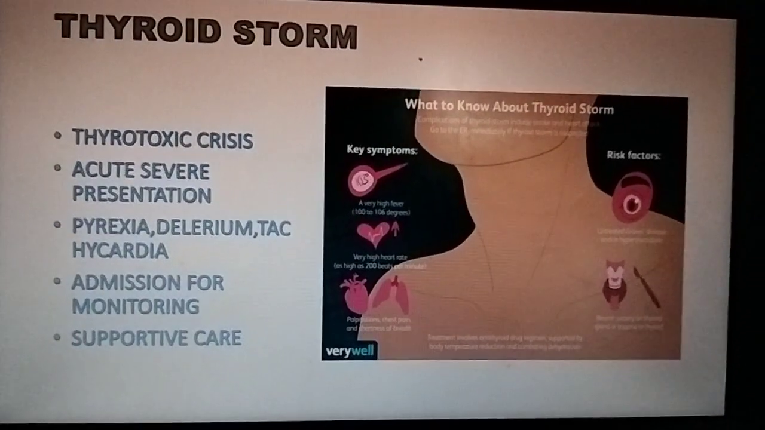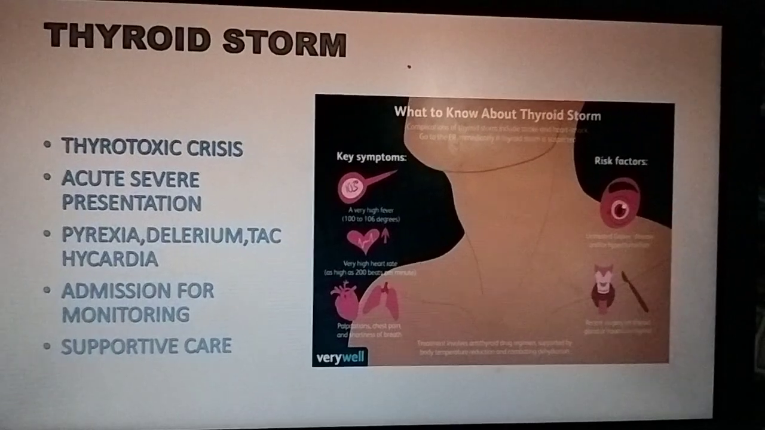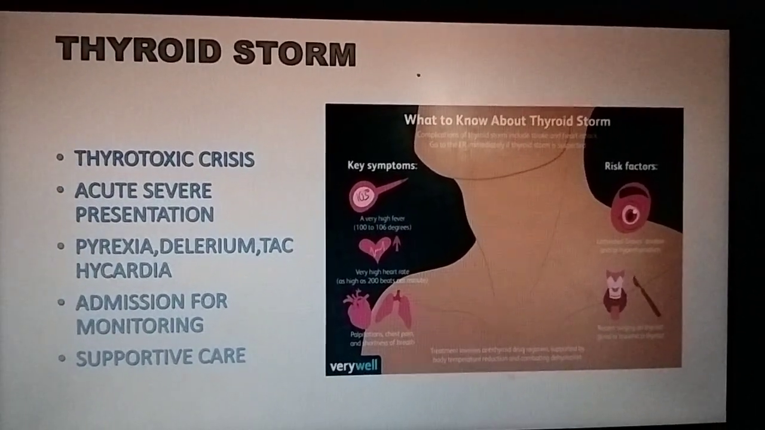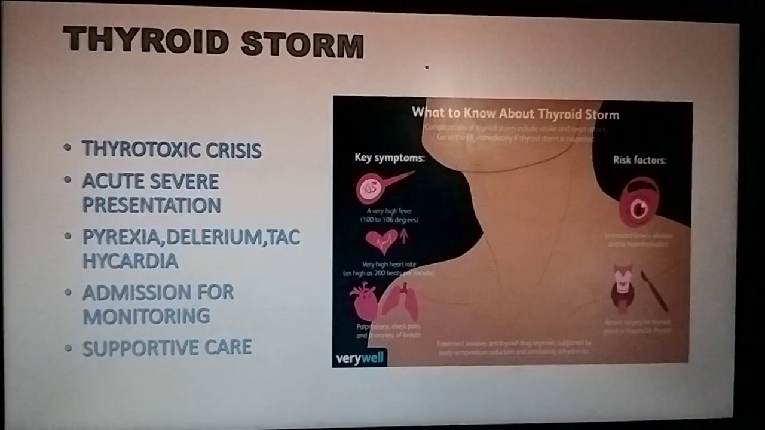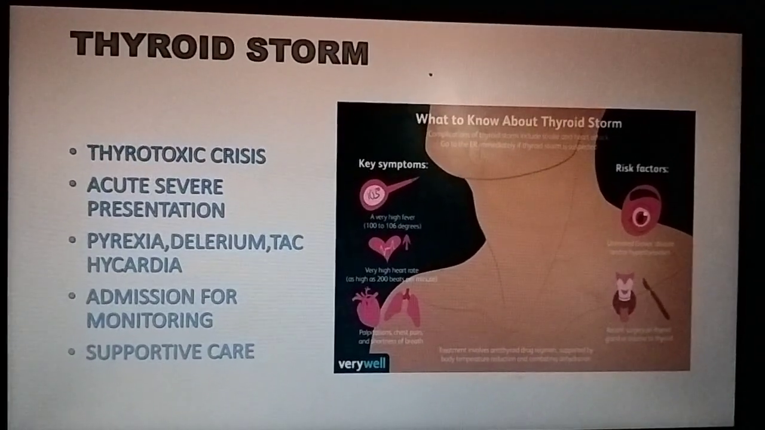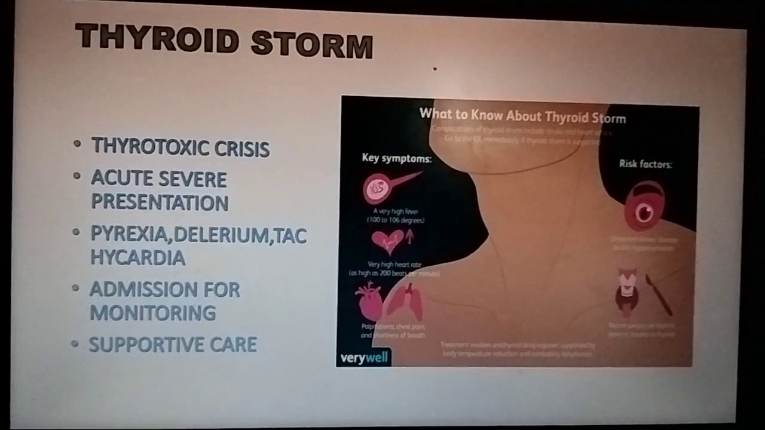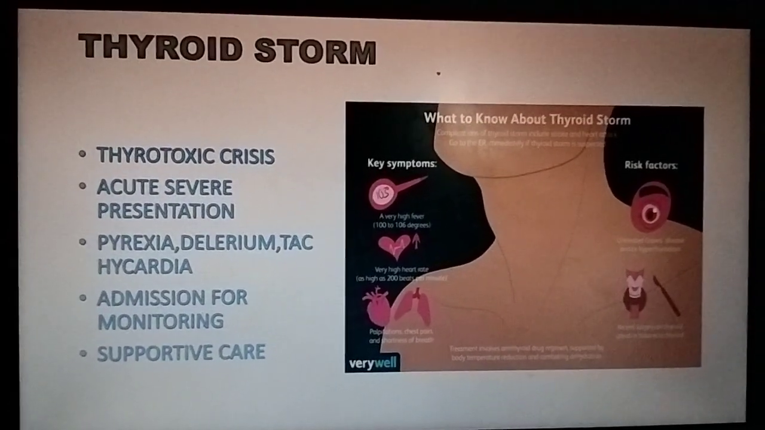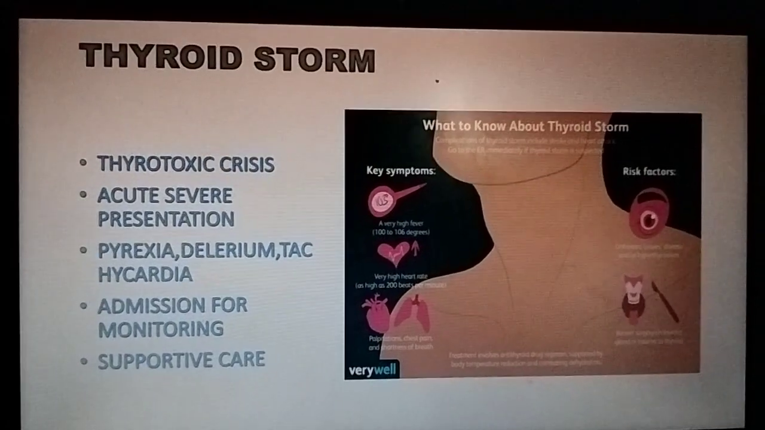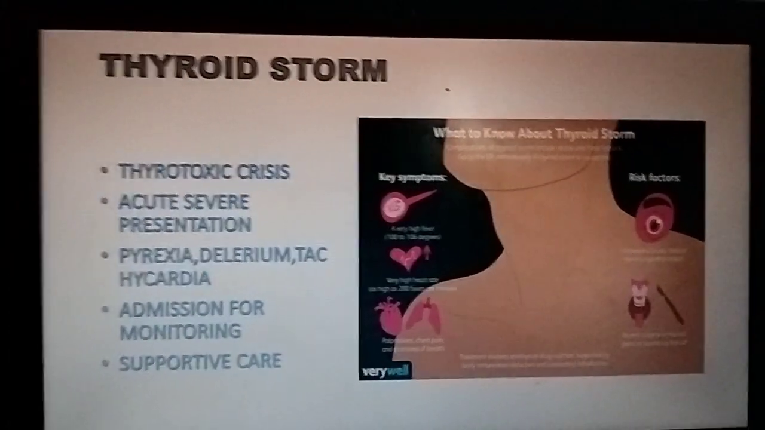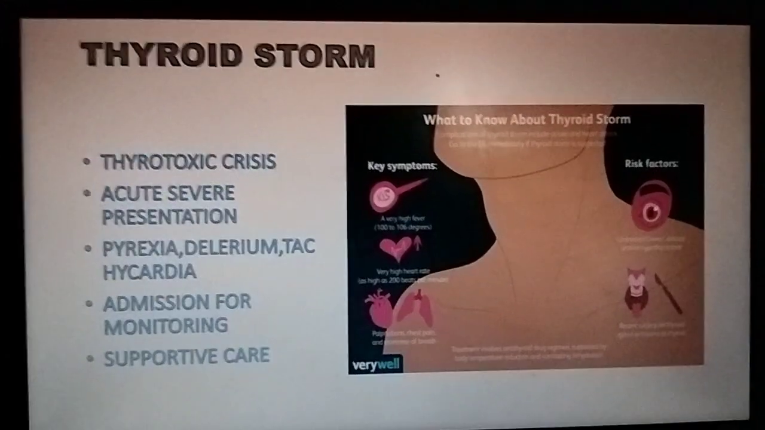Then coming to the thyroid storm. This is also called thyrotoxic crisis, which is a rare presentation of hyperthyroidism and an acute severe presentation of thyrotoxicosis, which includes pyrexia, delirium, and tachycardia. So the patient is admitted for monitoring and some supportive care, which includes fluid resuscitation, and antiarrhythmic drugs are also given to the patient.